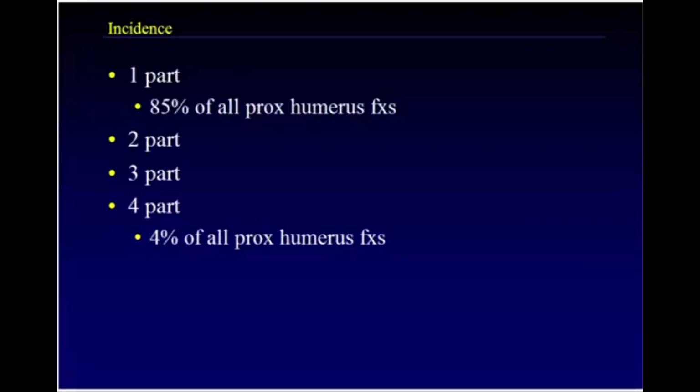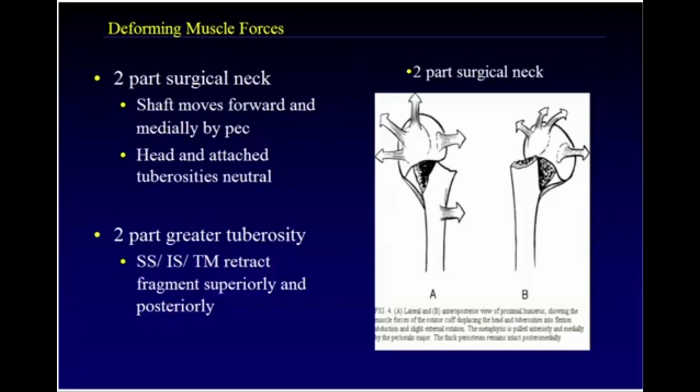A one-part fracture is typically an isolated fracture of the surgical neck of the proximal humerus, and that represents 85% of all proximal humerus fractures. On the other end of the spectrum is the four-part fracture, where not only do you have a fracture through the surgical neck, but the lesser and greater tuberosities are also displaced and disrupted, and that represents 4% of all fractures, and the rest make up 2- and 3-part fractures. The two-part surgical neck fracture: it's important to understand the deforming forces acting on that.